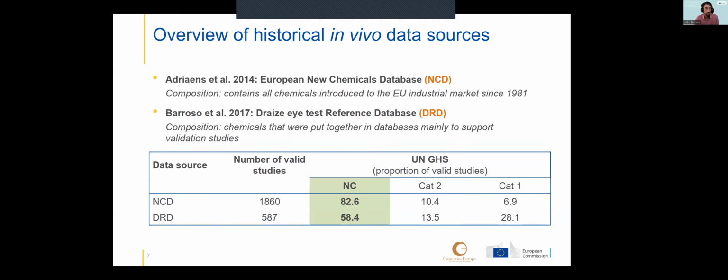You can see that the prevalence in the two databases looks different, which is expected because the DRD, being a database that was put together to support validation studies, was enriched in classified chemicals. If you look at the prevalence in the New Chemicals Database, which is probably much closer to the real world prevalence, you see that the prevalence of Cat1 chemicals is quite low, and Cat2 as well. So it accounts for less than 20% of the chemicals. And the great majority is not classified.